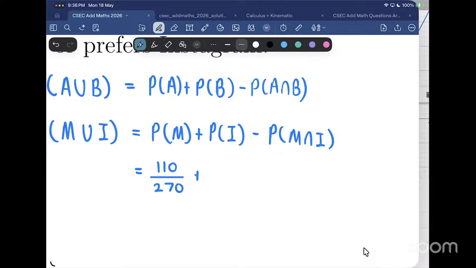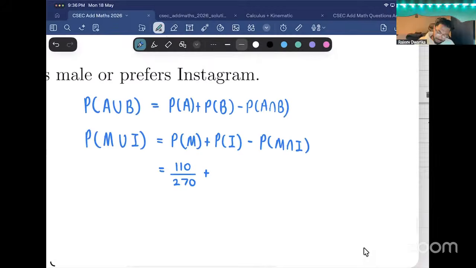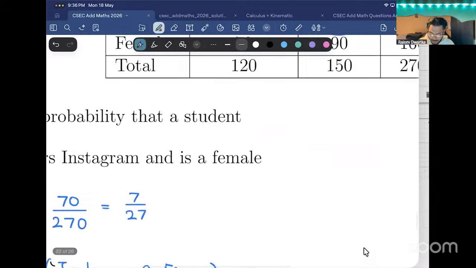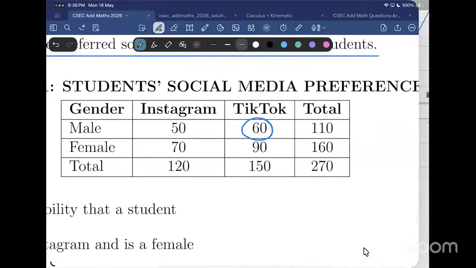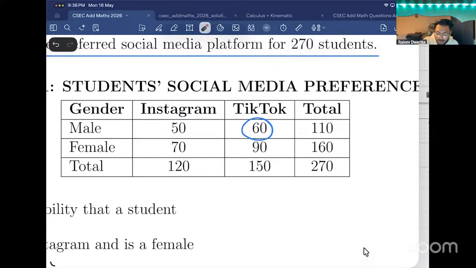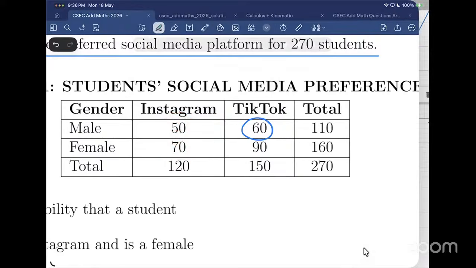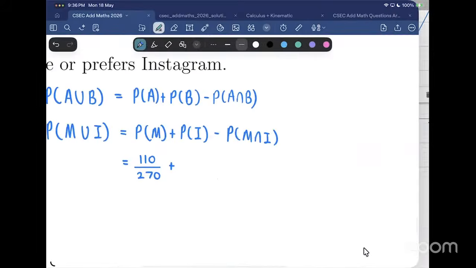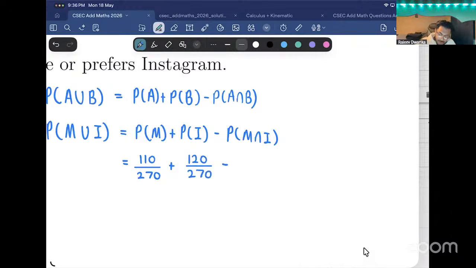The probability of Instagram, how many Instagram users are there? Oh, I was reading the wrong side. No, that'll be 120, because 50 males use Instagram and 50 females use Instagram. I just read the wrong sides. But we need to subtract the intersection.